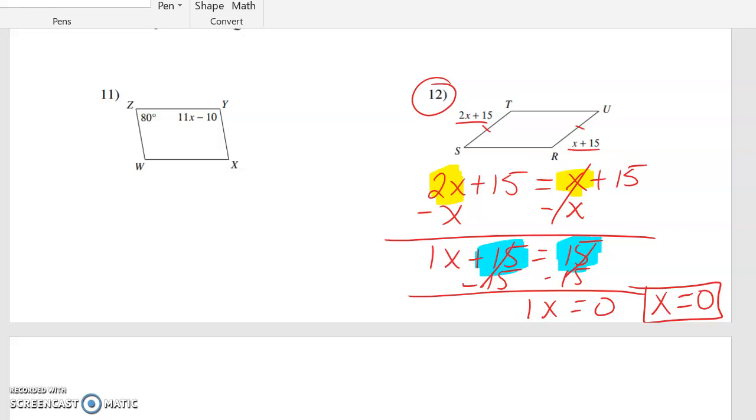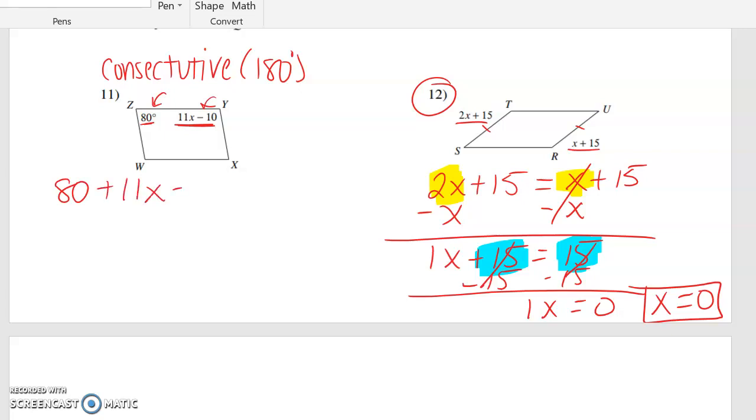All right, so now we're still going to use the idea of algebraic expressions, but notice that we're given two angles that are next to each other. So we used a term called consecutive to describe that in our properties. So consecutive angles are supplementary, or they add up to 180 degrees. So I'm going to take these two angles, 80 and 11x minus 10, add them together, and set it equal to 180 to solve for x.